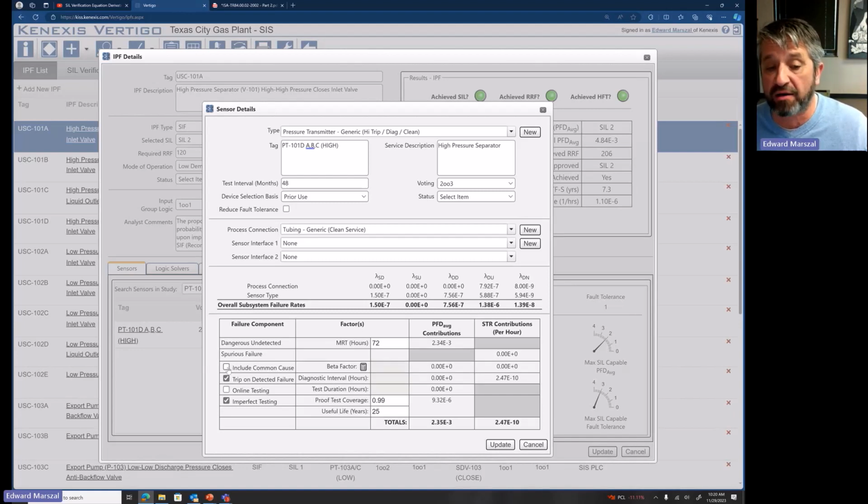So if I didn't want to calculate common cause, I could uncheck that button and it won't calculate it anymore. But I'm going to hit this check button. I'm going to put in a beta factor of 5%, and it's going to calculate that term. The next term is trip on detected failure. So now what you're doing is you're explaining what the behavior is if you detect a dangerous failure.